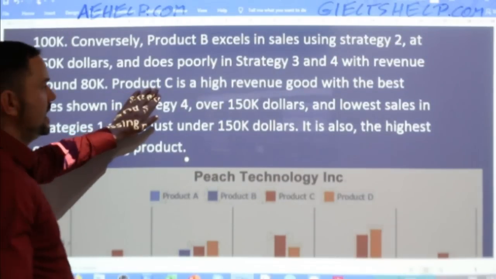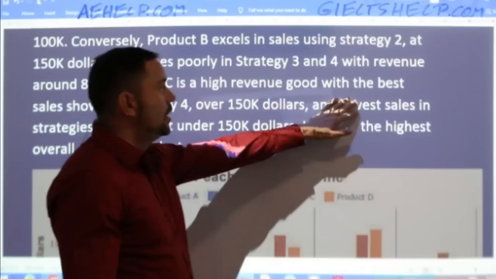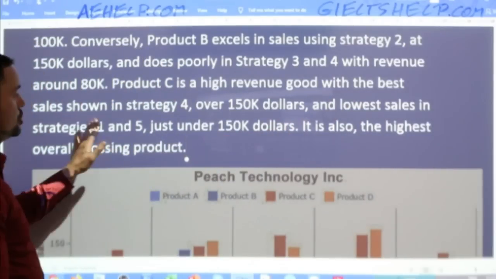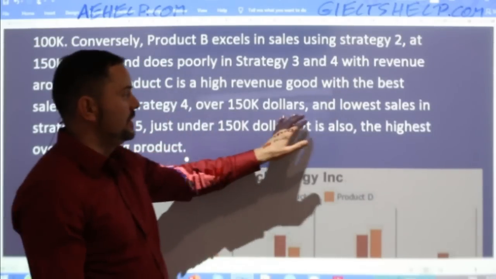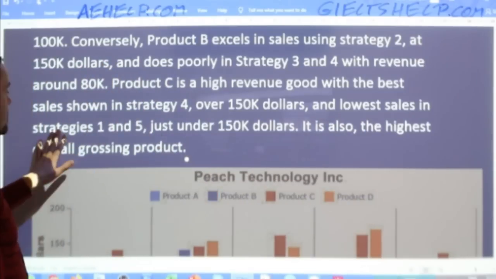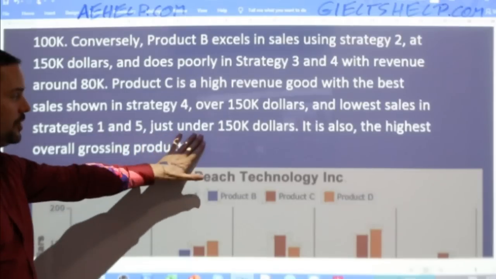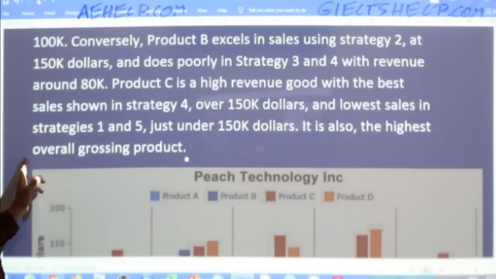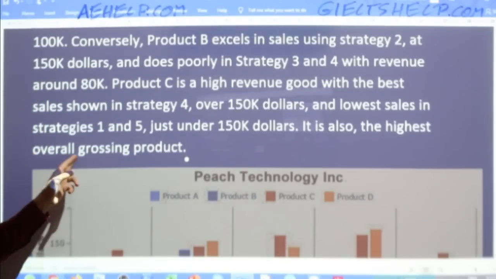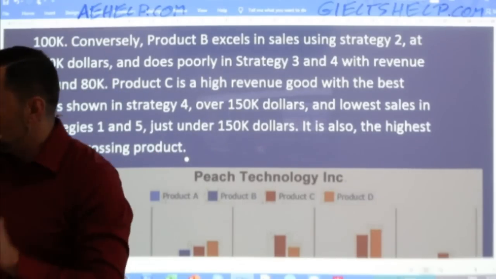Product C is a high revenue good with the best sales shown in strategy 4 over $150,000 and the lowest sales in strategies 1 and 5 just under $150,000. It is also the highest overall grossing product. Why did I say that?